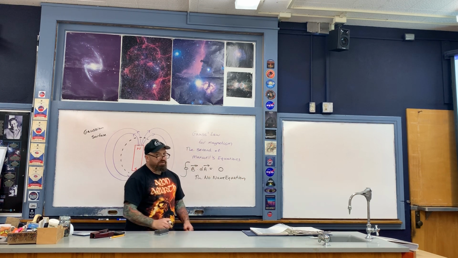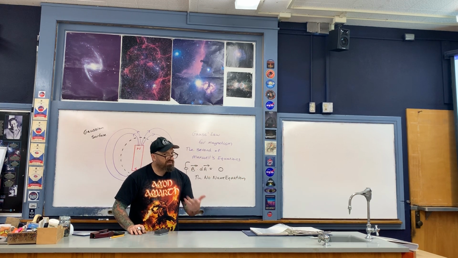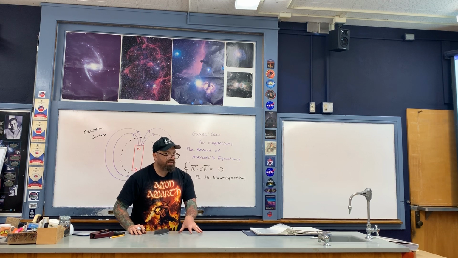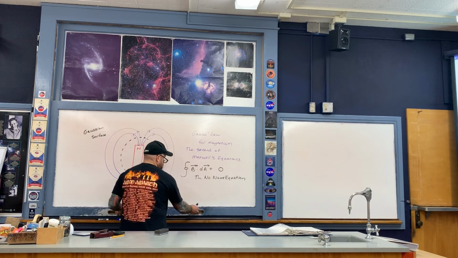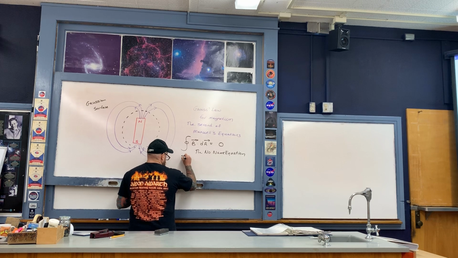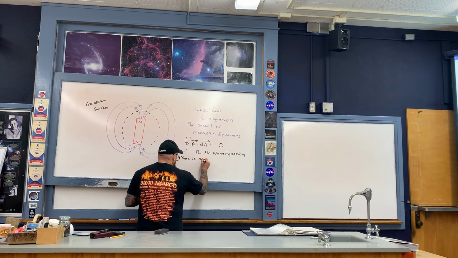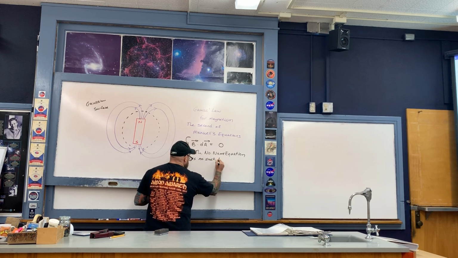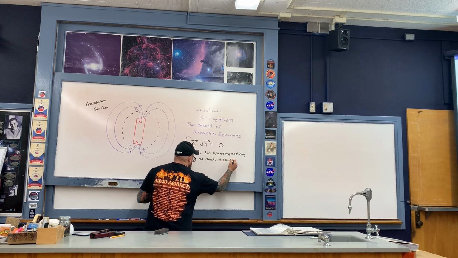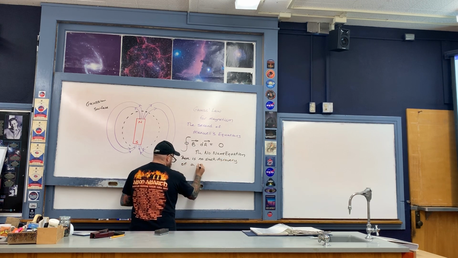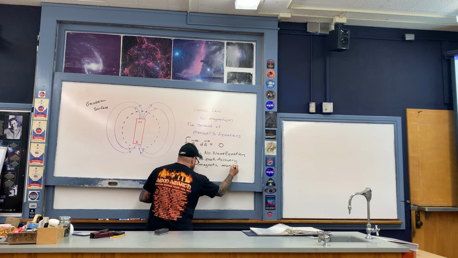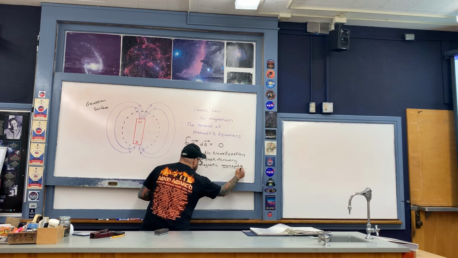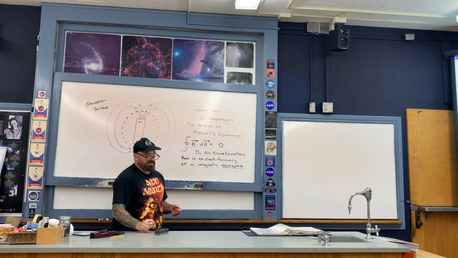The reason why it's called the no-name equation is because as of yet, nobody has ever discovered a single magnetic pole all by itself. What is referred to as a magnetic monopole. There is no such discovery of a magnetic monopole. In other words, a magnetic pole all by itself.